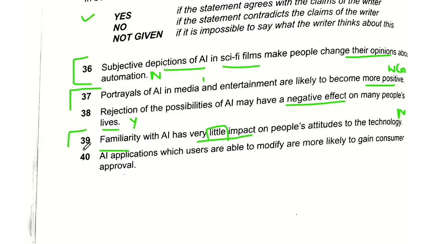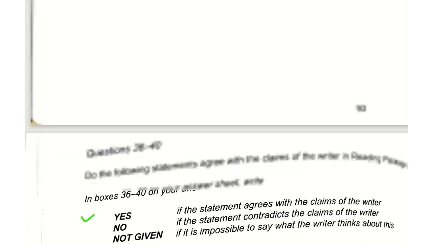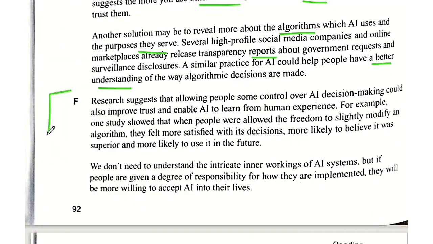Next question is AI applications which users are able to modify are more likely to gain consumer approval. Now moving into the next paragraph. Research suggests that allowing people to have some control over AI decision making could also improve trust and enable AI to learn from human experience. For example, one study showed that when people were allowed the freedom to slightly modify an algorithm, they were more satisfied with its decisions and more likely to believe it was superior and more likely to use it in the future. We don't need to understand the intricate inner workings of AI. People are given a degree of responsibility for how they are implemented. They will be more willing to accept AI into their lives.